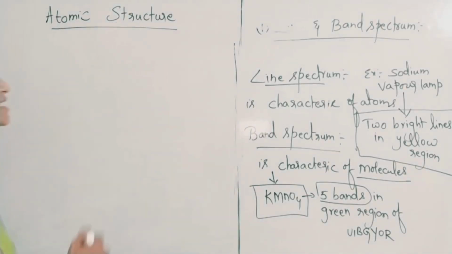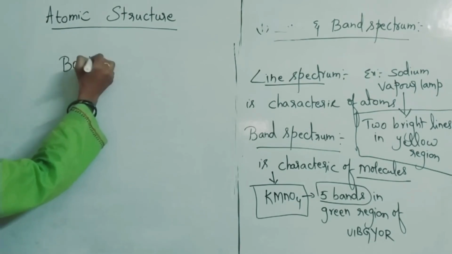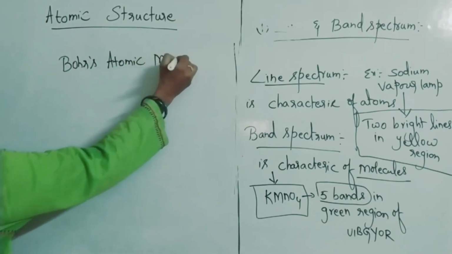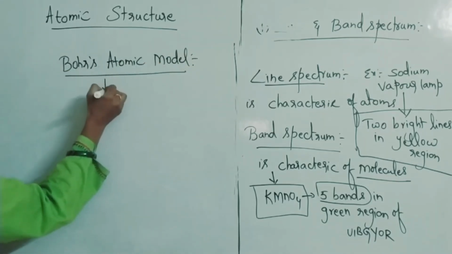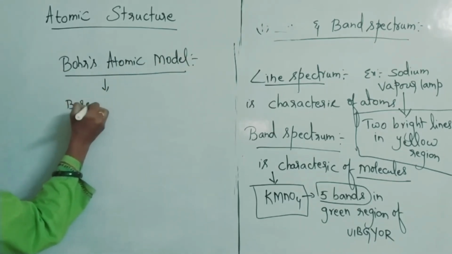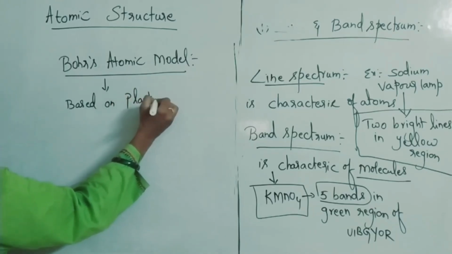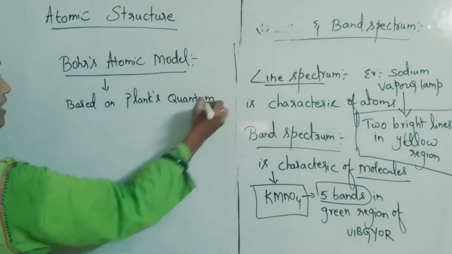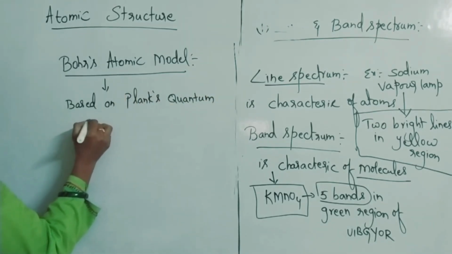So Bohr's atomic model. What is Bohr's atomic model? Directly I am going into the atomic models. Here Bohr's atomic model is based on Max Planck's quantum theory. Based on what? Based on Planck's quantum theory. So we have to learn what this quantum theory is first, and then we have to go for the postulates of Bohr's atomic model. Planck's quantum theory.